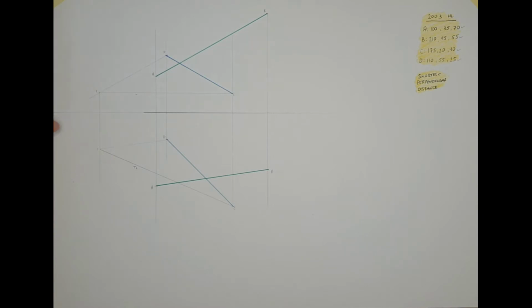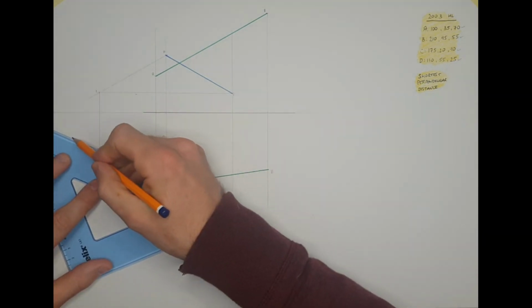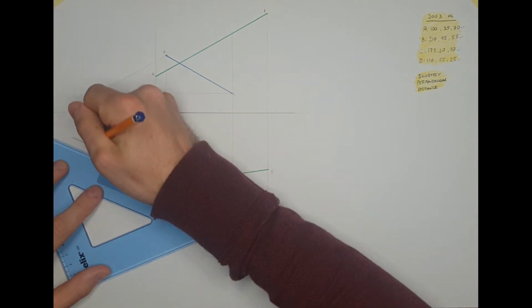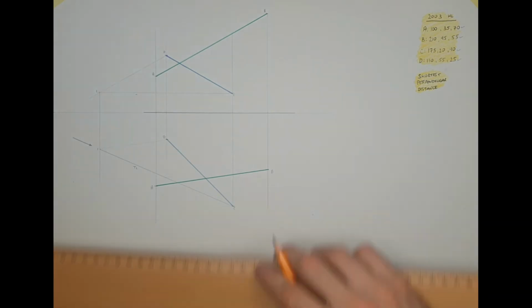That gives me my viewing direction. So for the next view, I'm going to be viewing in this direction right here, down through that true length line, which will give me an edge view of the plane. So that actually looks very good to me.